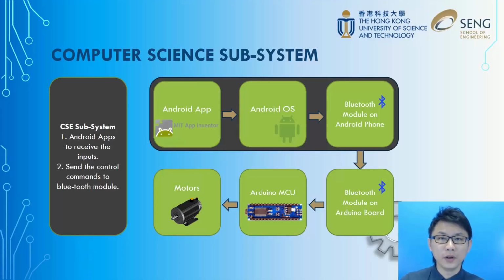So here comes an overview of the computer science subsystem. We'll develop an Android application using MIT AppInventor, and we'll install it on Android OS. Using the Android app, we'll send Bluetooth commands to the Bluetooth module on the Arduino board, which will control the Arduino MCU to control the speed of the motors on the airship.